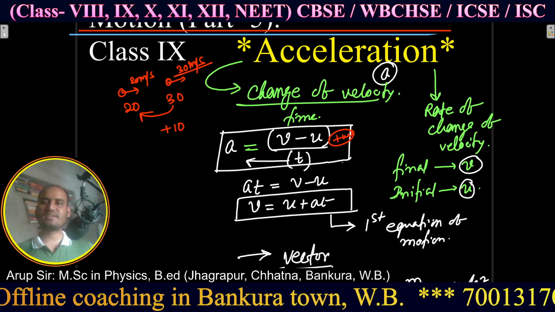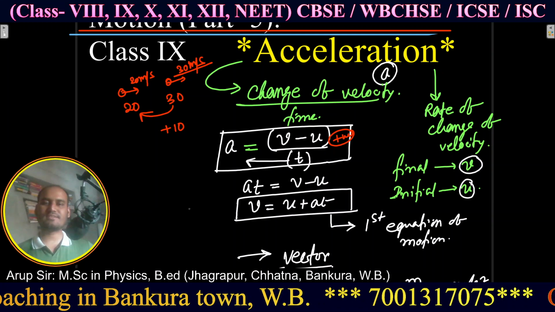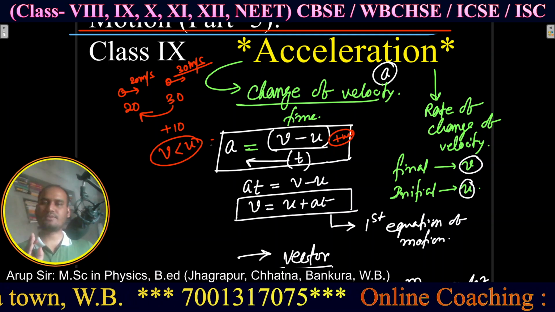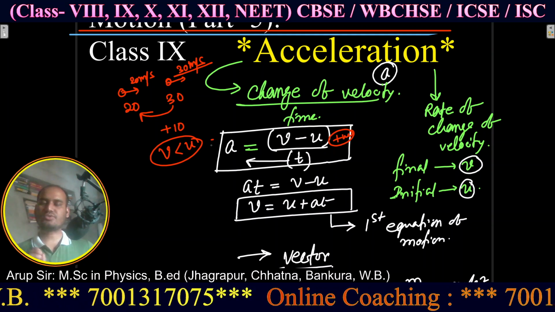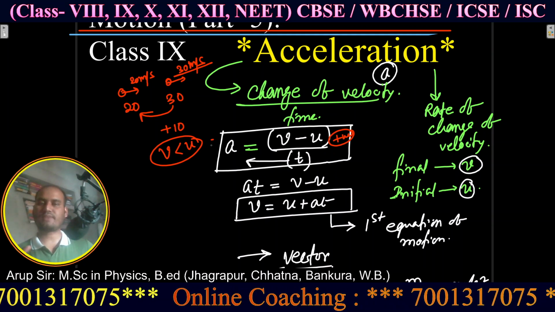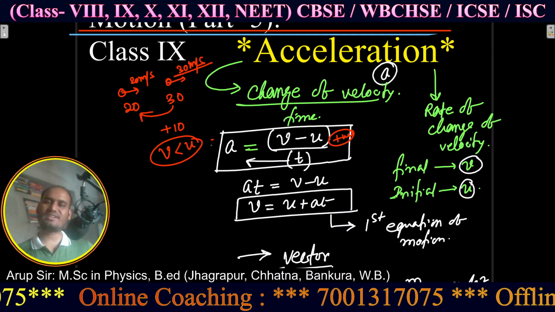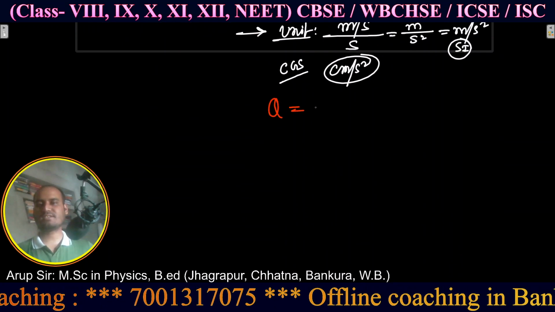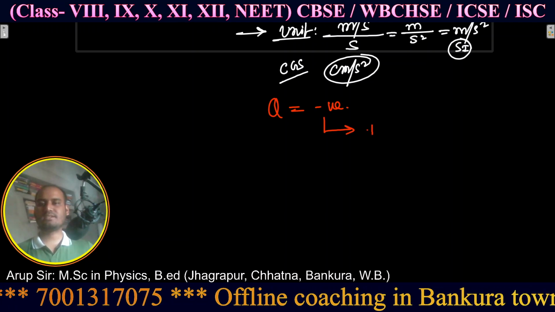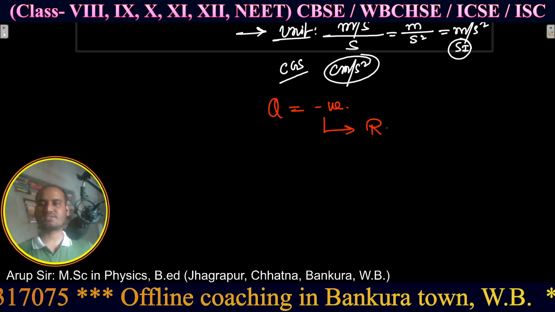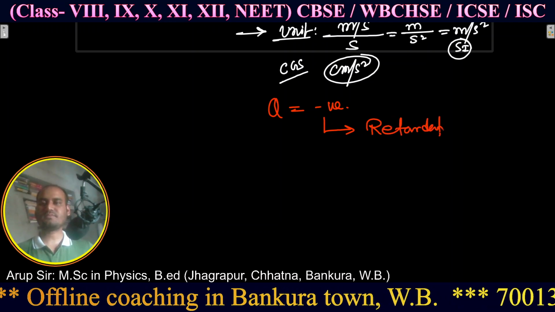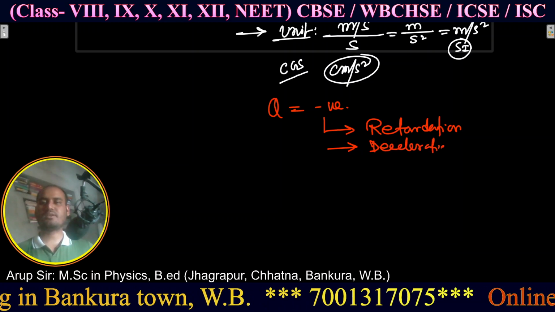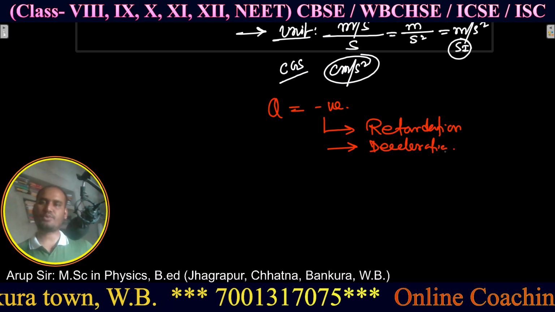When velocity is decreasing, what will happen? Then final velocity will be less than initial velocity, meaning v less than u, right? So velocity is decreasing, which means deceleration or retardation is happening. When a is negative, this kind of acceleration is known as retardation, negative acceleration or deceleration. So acceleration may be of two types, positive and negative.